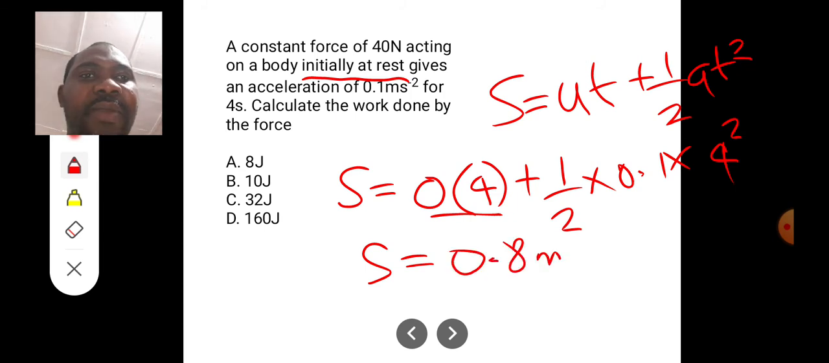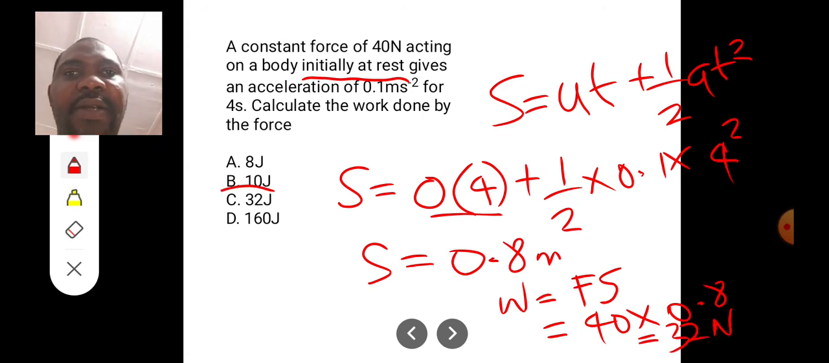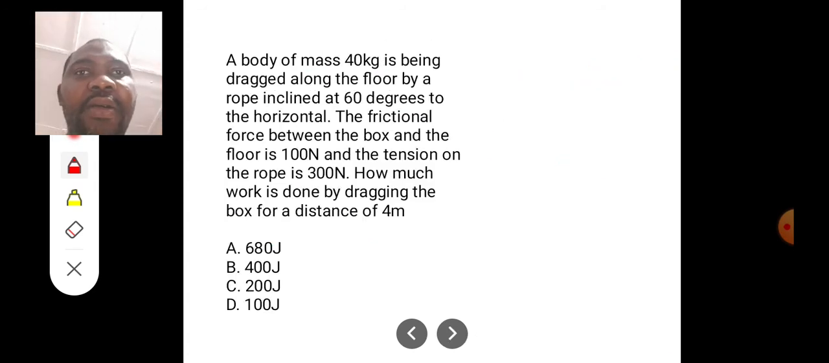So that means my distance here is 0.8 meters. So since the work done is Fs cos theta as usual, just Fs here, there is no angle here. So my force here is 40, multiplied by S, which is the distance, is 0.8. And if we do that, we are going to get 32 newtons. So that's the answer to that. I mean 32 joules, sorry. Joules is the unit of work. Beautiful.